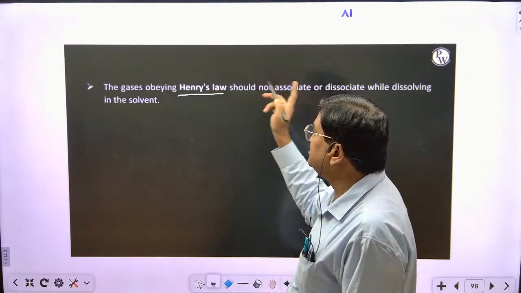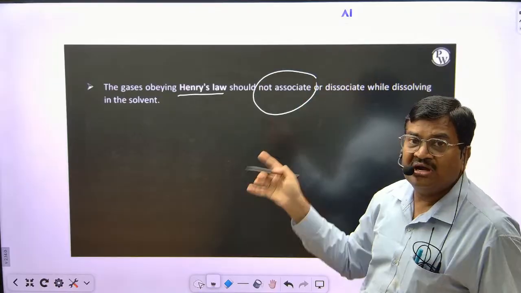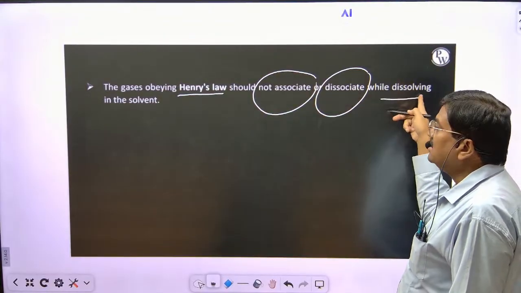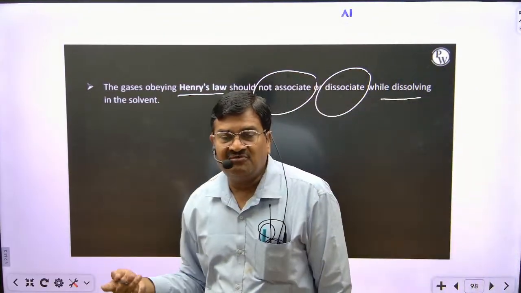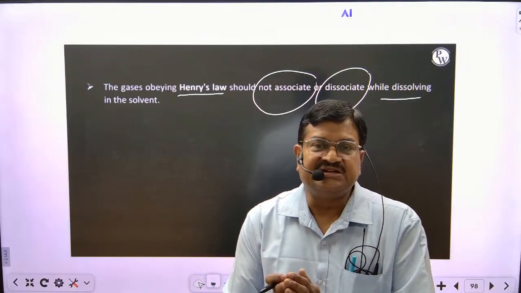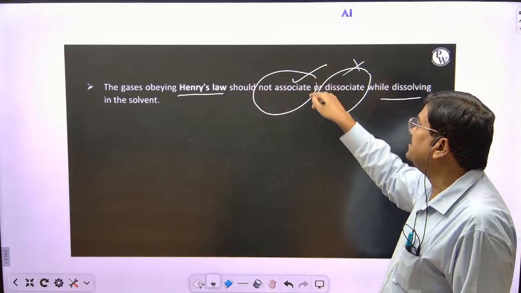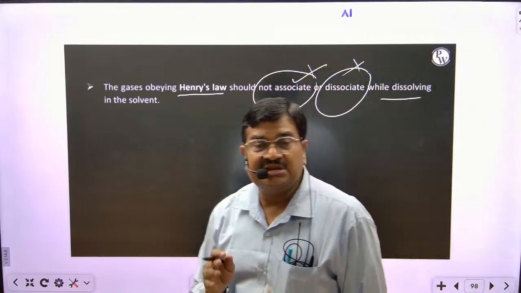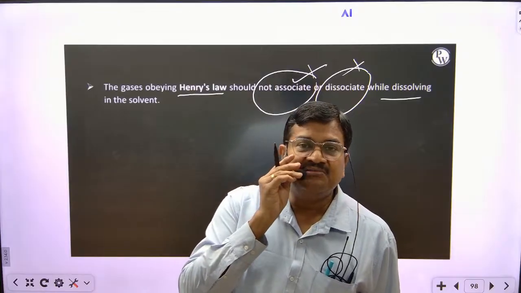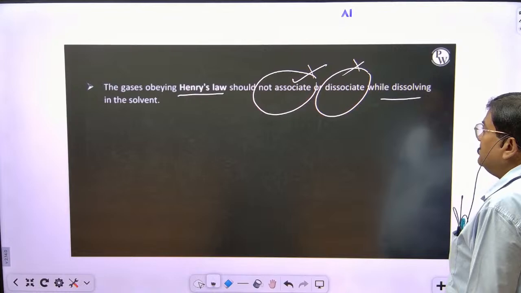The gases which are obeying Henry's law should not associate, nor should they dissociate while dissolving in water. When you are dissolving in water, the substance should be as such. It should undergo neither association nor dissociation. If it is going through association or dissociation, then Henry's law is not applicable. Clear for all? That's what we wrote in the limitation.